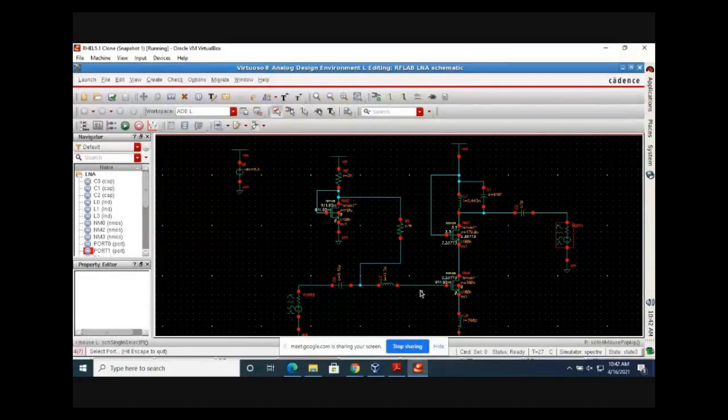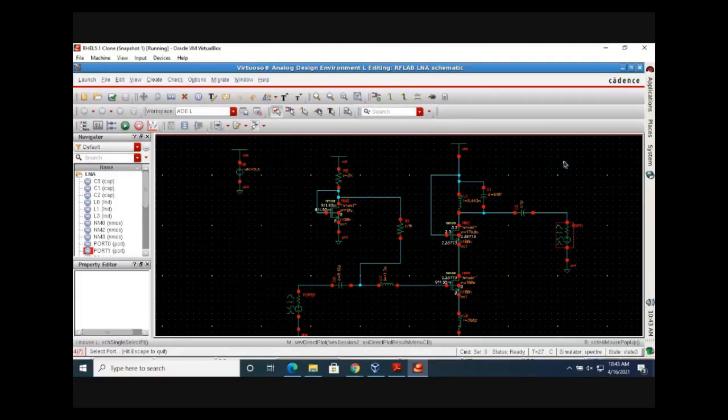All right. I hope you can see the screen, Cadence screen now. Can I get some response? Can you see the Cadence screen? Okay, yeah, thank you, Rahul.